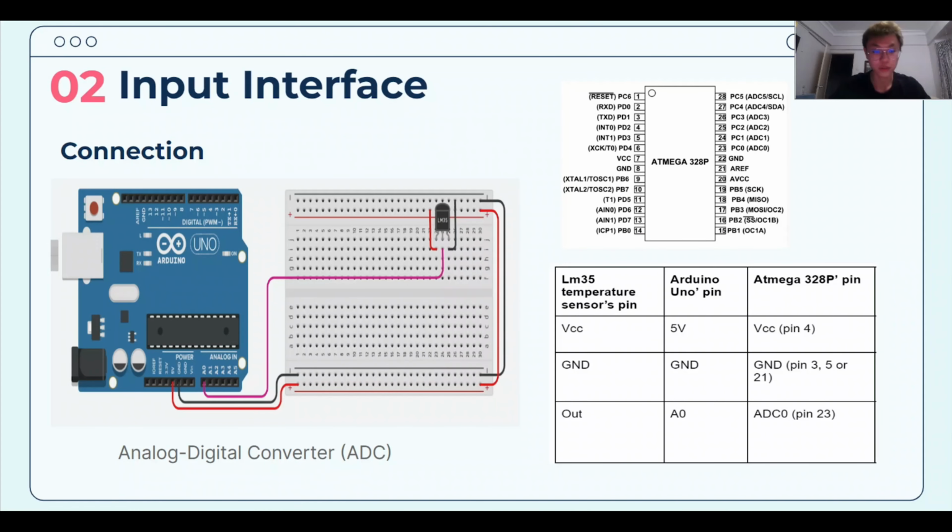Hi, I'm Keat and I'll be talking about the input interface for our project. We choose ADC, specifically the A0 channel, for collecting the data from the LM35 temperature sensor. The table here shows the connections of the sensor to the UNO pin and the corresponding ATmega328P pin.